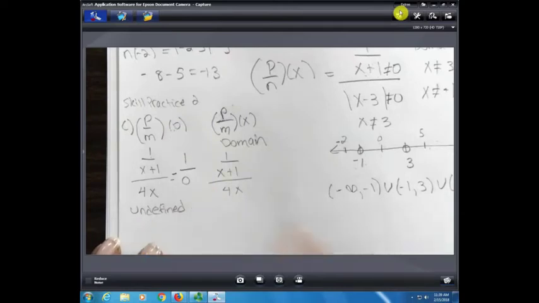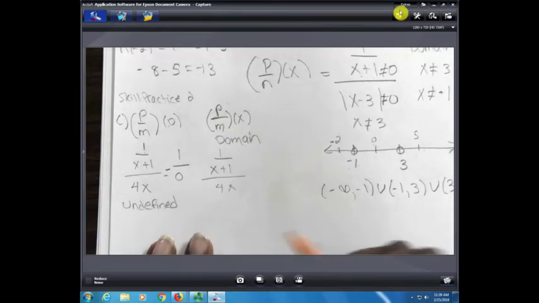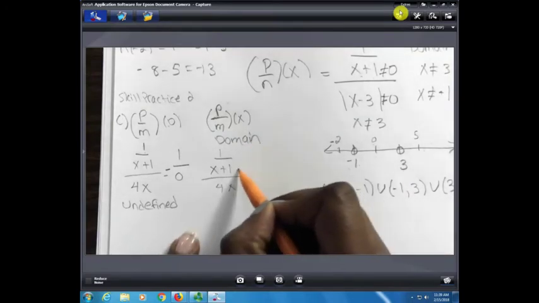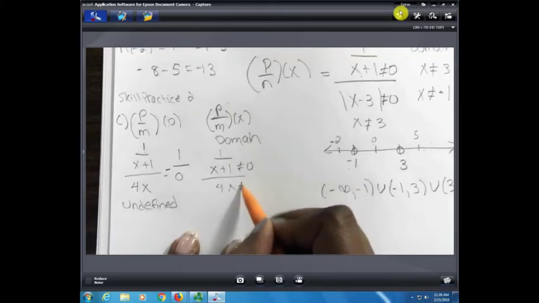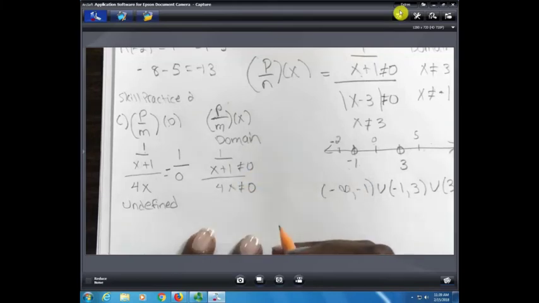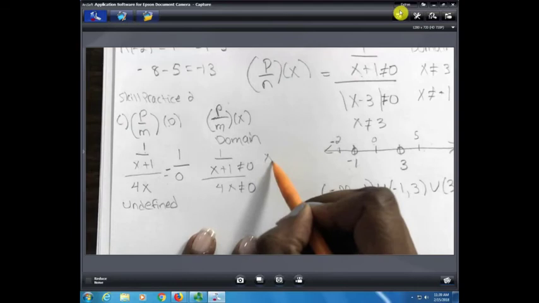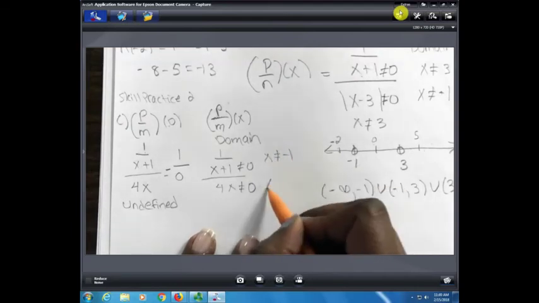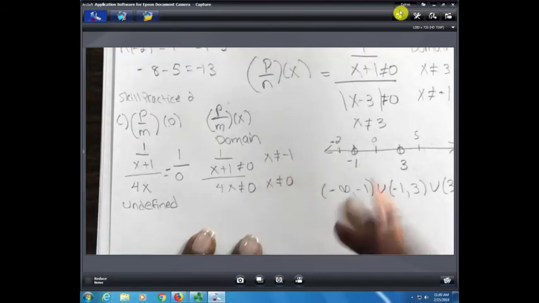So when I come over here to evaluate my domain, I know that I'm going to have to exclude 0 from that domain. What else am I excluding? The negative 1. So I can't equal 0 at either one of these denominators. So x cannot equal negative 1, and x cannot equal 0.